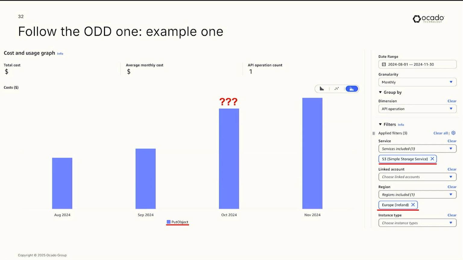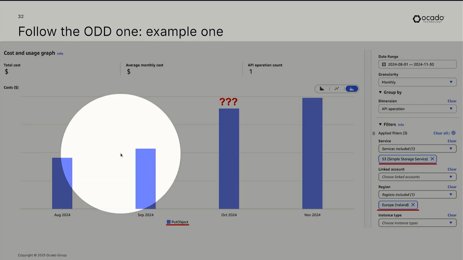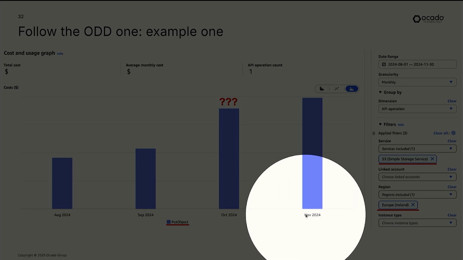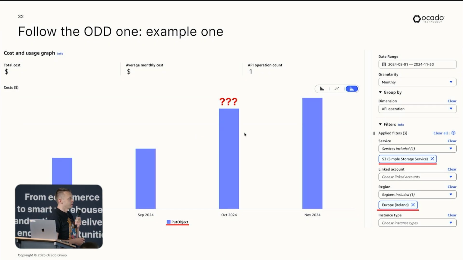So what we are really doing here is trying to follow the odd one. This is kind of like a game you've been playing since your early childhood, where you have two pictures and some things don't match, like find 5 differences. The most basic odd one you will notice is something like this. What we are looking at is S3, Simple Storage Service, in Europe, and we are looking at the cost of the PutObject operation. It was fairly stable until September, and then in October something happened, and you see that giant cost spike. You need to investigate that to figure out whether it's good or not.